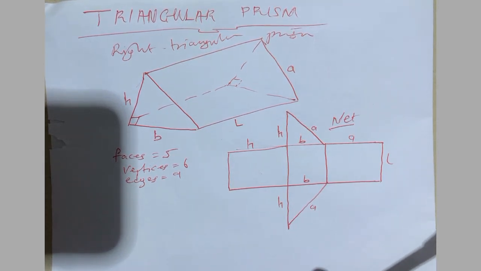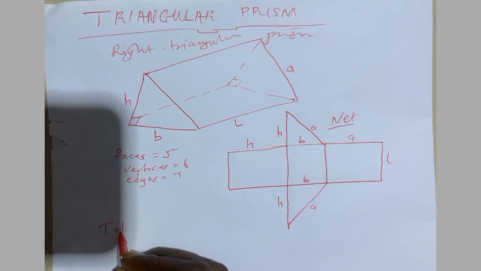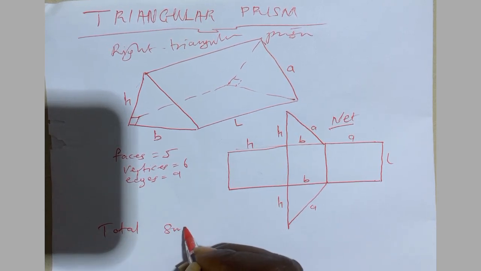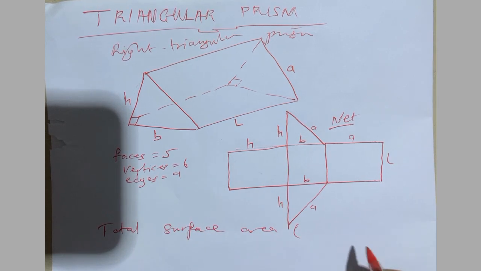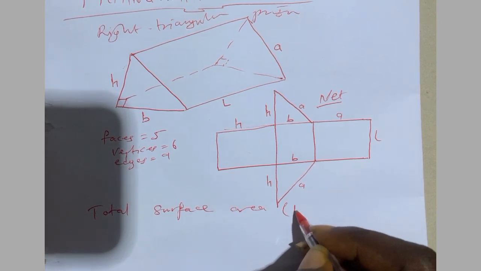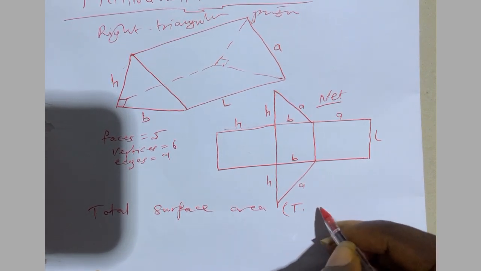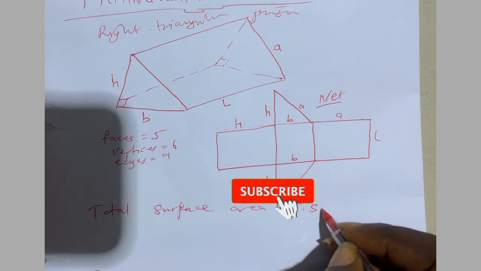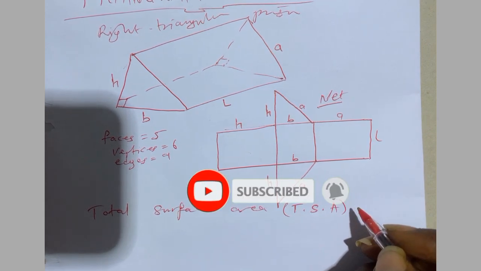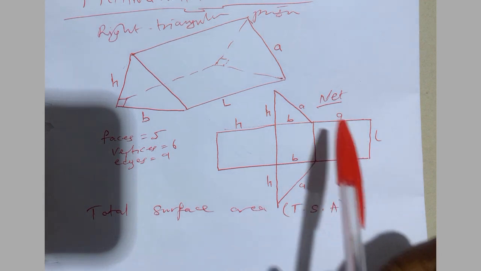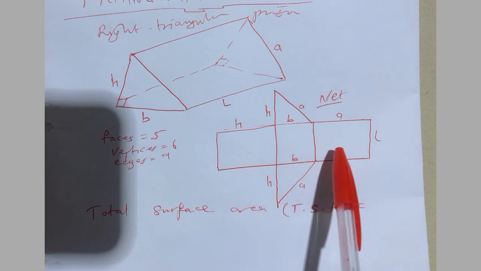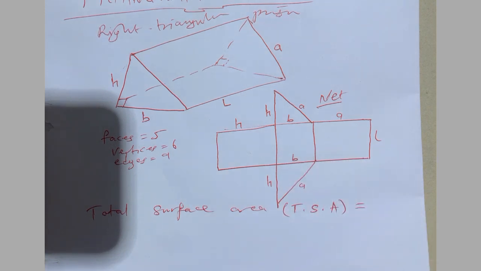Now to find the total surface area, we have an acronym for the total surface area. So the T stands for the total, the S stands for the surface, and the A stands for what? The area. So we normally say the TSA, which means the total surface area, right? So to find the total surface area of this shape, we have to consider the area of all the faces, right? Then we add them.